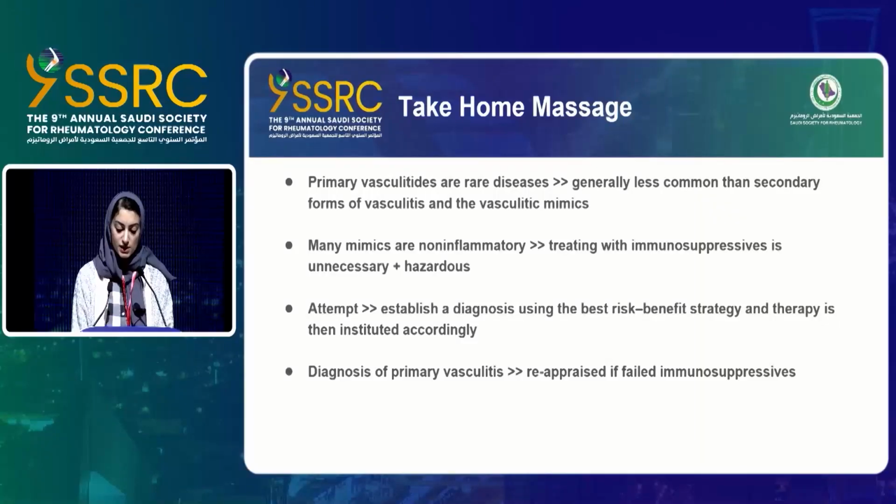My take-home message is that primary vasculitides are rare diseases, generally less common than the secondary forms, and many mimickers are non-inflammatory, so treating with immunosuppressive medications such as steroids is not only unnecessary, but also hazardous. An attempt to establish a diagnosis using the best risk-benefit strategy is made, and therapy is then instituted accordingly. The diagnosis of primary vasculitis should always be reappraised if steroid and immunosuppressive therapy fail.